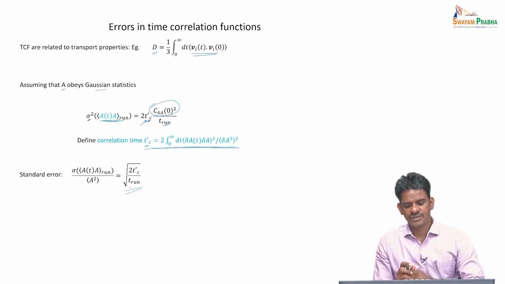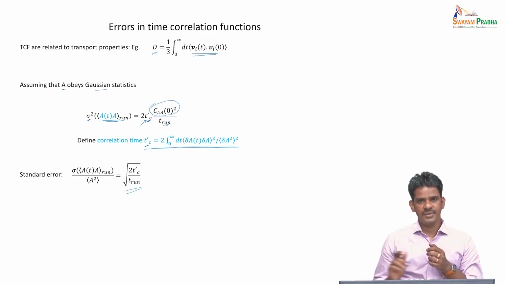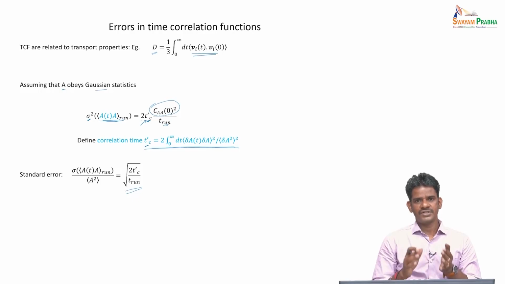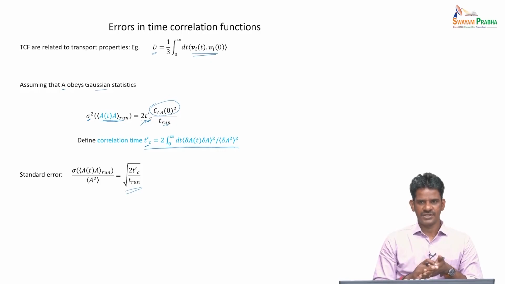So the point is, we have looked at error estimates in various quantities. The most commonly applied methods are demonstrated for equilibrium averages, and later on we defined the error estimate for fluctuations, then for structural quantities, then for time correlation functions.